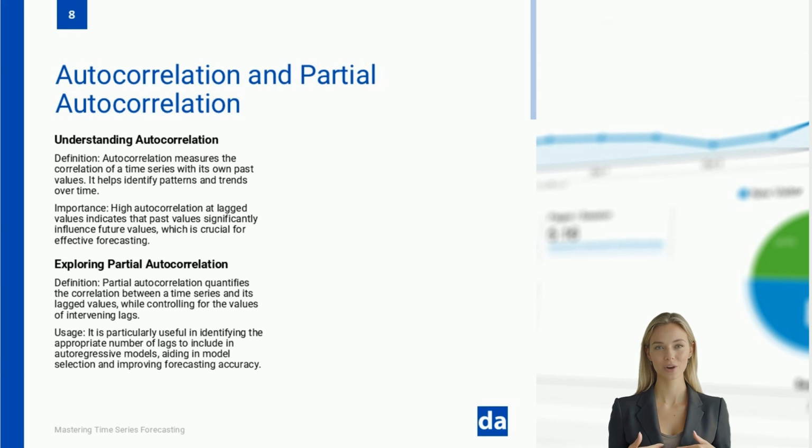First, let's understand autocorrelation. Autocorrelation is a statistical measure that evaluates how a time series is correlated with its own past values. This is essential for identifying patterns and trends over time. When we observe high autocorrelation at certain lagged values, it suggests that past values have a significant impact on future values. This insight is crucial for effective forecasting, as it allows us to leverage historical data to make informed predictions.